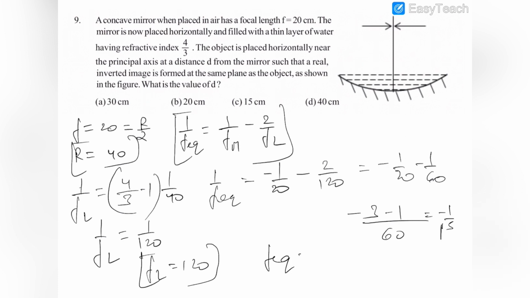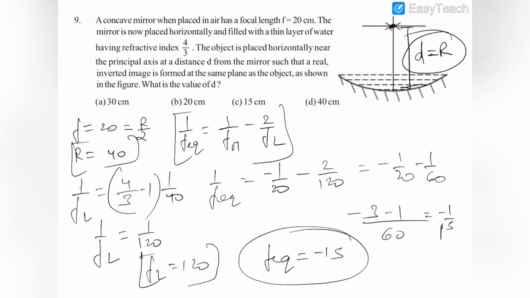So the equivalent focal length of the system would be minus 15, and therefore the distance d at which we can keep the object so that the image is formed at the same point, this distance d would be equal to the radius of curvature of this mirror system, and therefore we can say that this radius of curvature will be equal to twice of f, which we have calculated. So the correct answer would be 30. Now we move on to the next question.